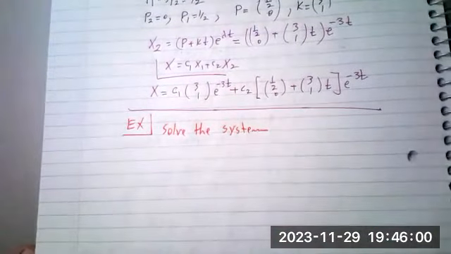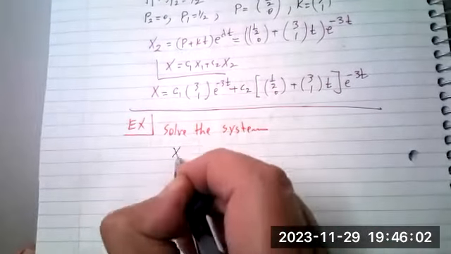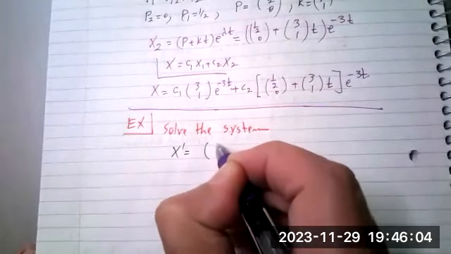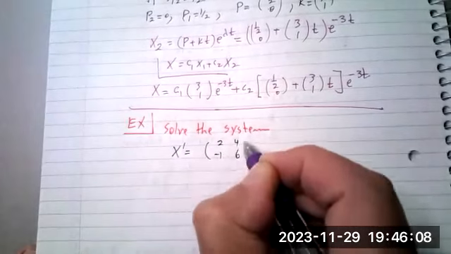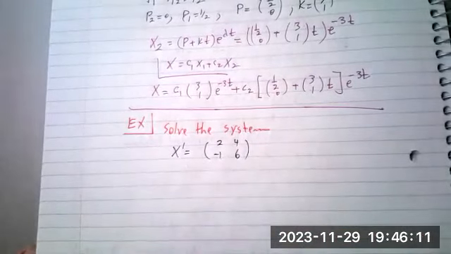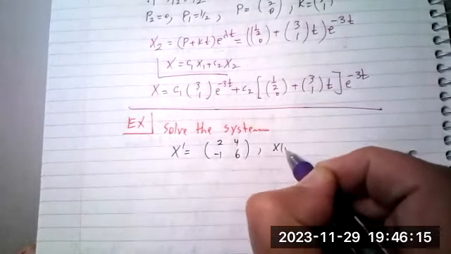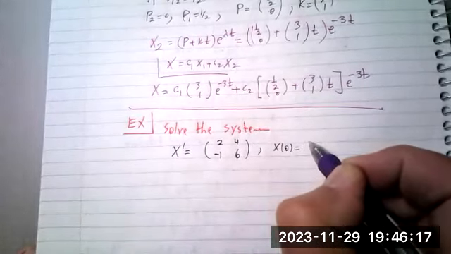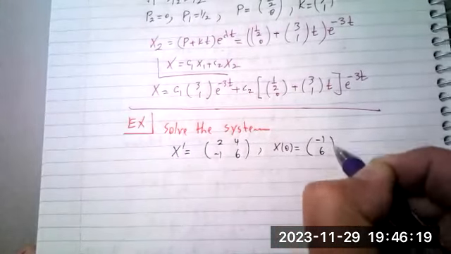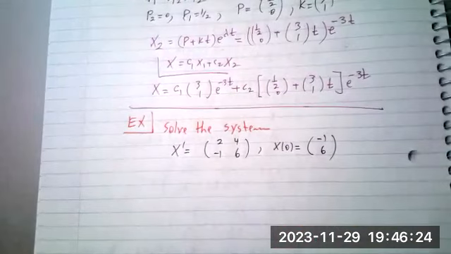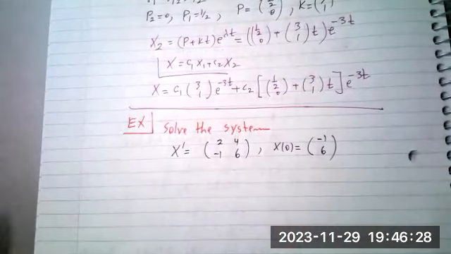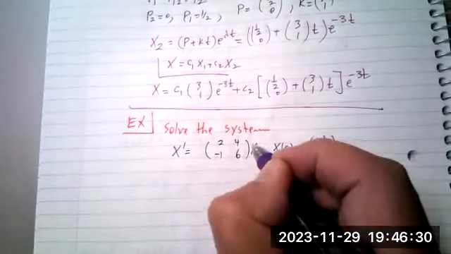Okay, solve the system, and this is the system. X prime is equal to the matrix 2, 4, negative 1, 6, and then initial value. With the initial value of X of 0 equal to negative 1 and 6. If they give you in this form, this means you have to do an addition, multiplied by X. That's the X.